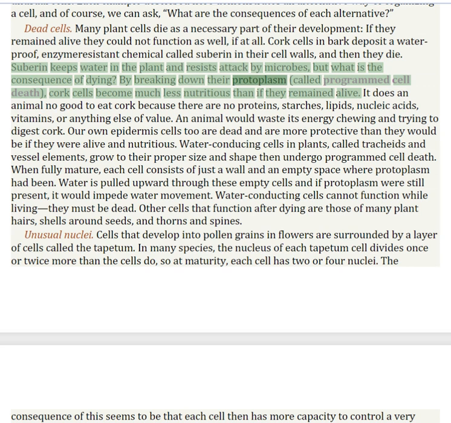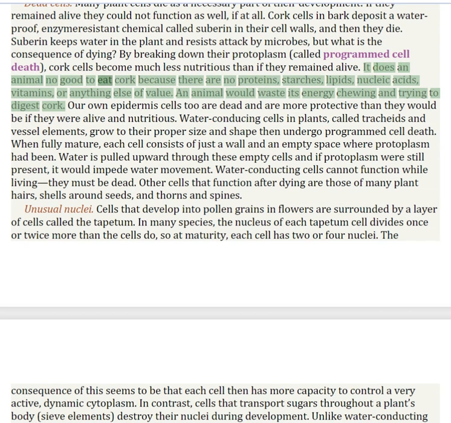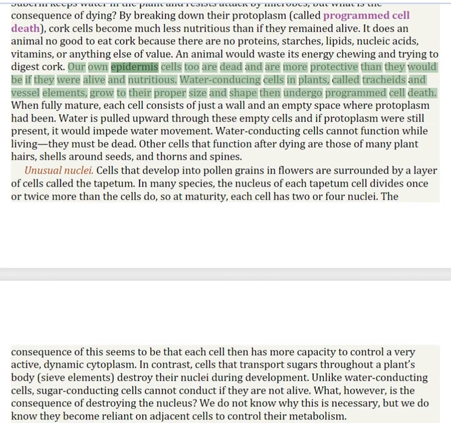By breaking down their protoplasm, cork cells become much less nutritious than if they remained alive. It does an animal no good to eat cork because there are no proteins, starches, lipids, nucleic acids, vitamins, or anything else of value. An animal would waste its energy chewing and trying to digest cork. Our own epidermis cells too are dead and are more protective than they would be if they were alive and nutritious.